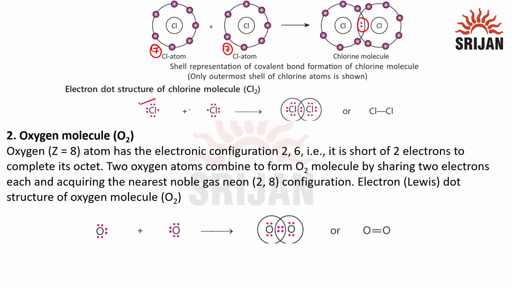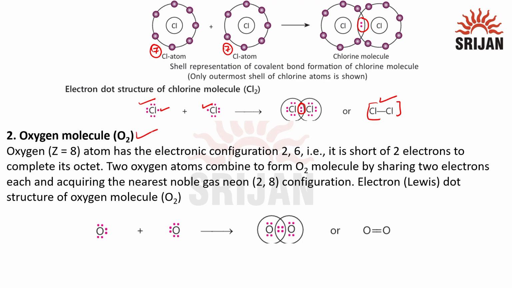You can see here through the dot structure of chlorine molecule formation. So here what happened? The one electron from this chlorine and one electron from this chlorine go into the covalent bonding and form the chlorine molecule by single covalent bonding, right? That satisfies the octet of both the chlorine atoms.